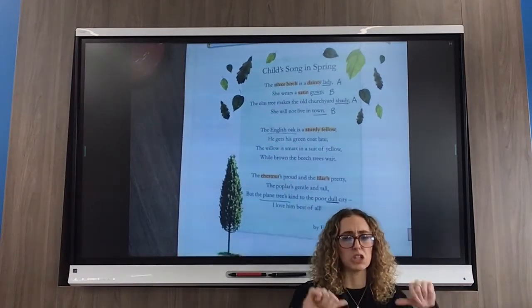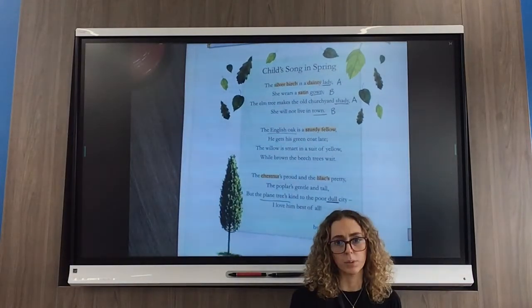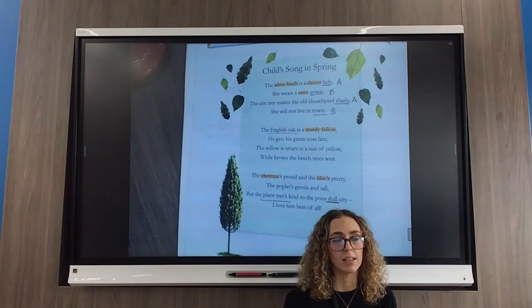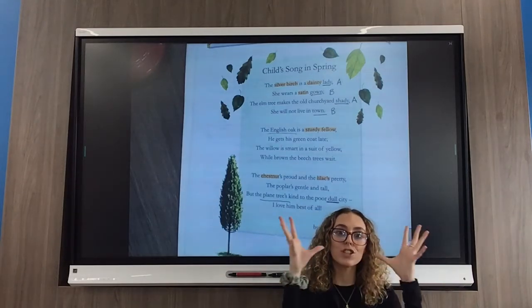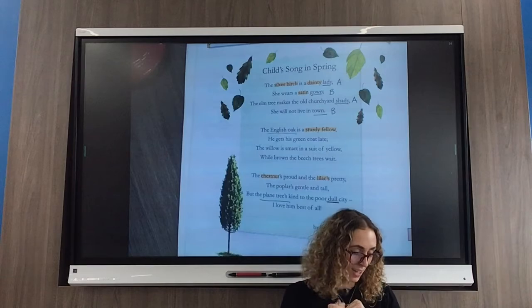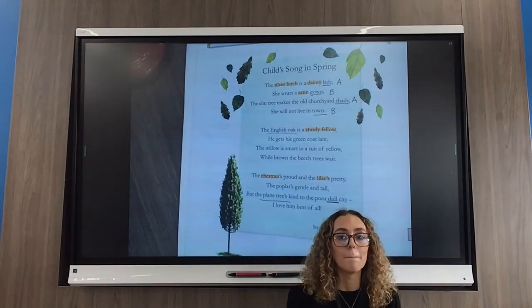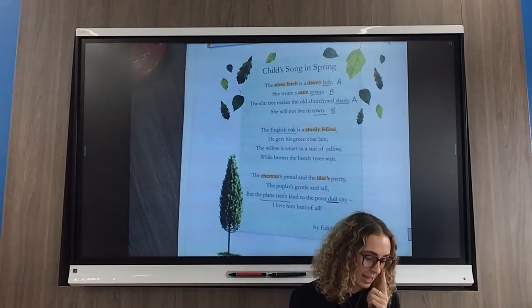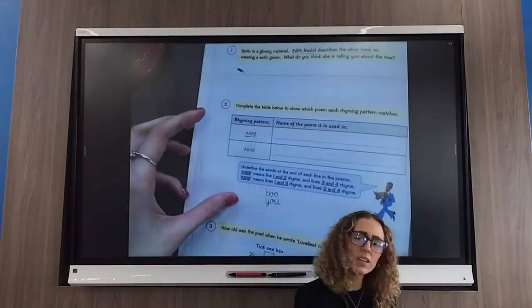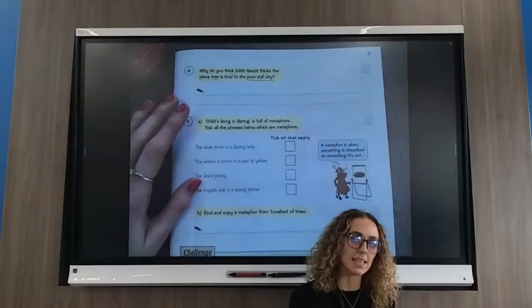The city is dull, it's boring, it's dismal, okay? A bit like the weather today outside. So what does the plane tree do to the dull city? It brightens it up. It makes it look more vibrant, okay? So have a think, how are trees kind to the poor dull city?